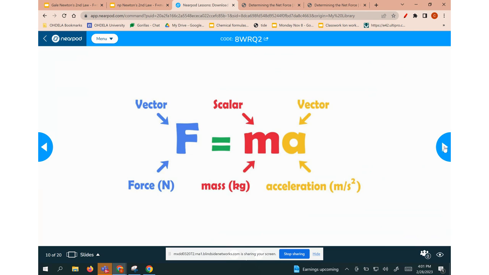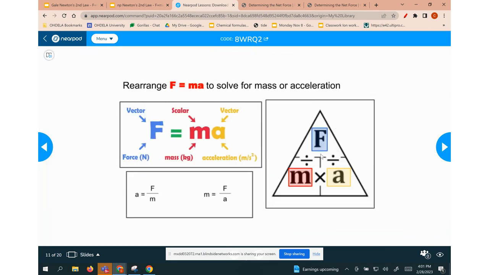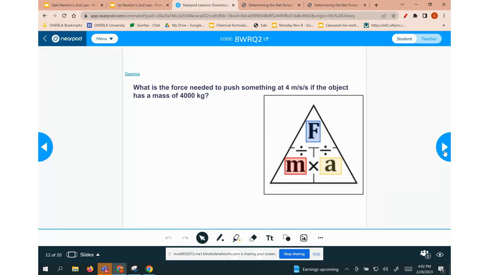All right, so let me do some examples. Force is a vector, measured in newtons. Mass is a scalar, and acceleration is a vector. So mass times acceleration, because they're next to each other, we use this triangle. Mass times acceleration gives you force. So if you cover that up, that'll give you force. And so we're going to do some practice using this triangle method here.